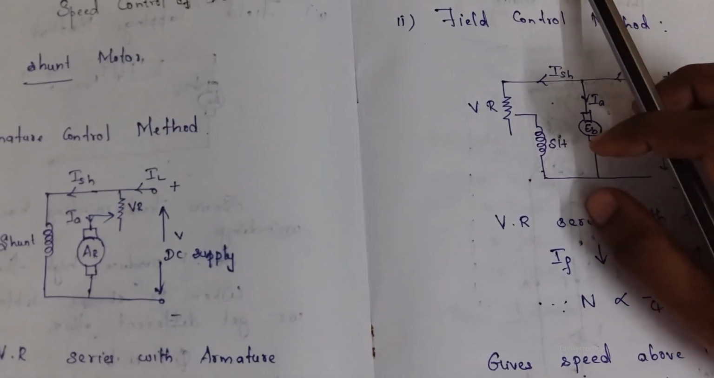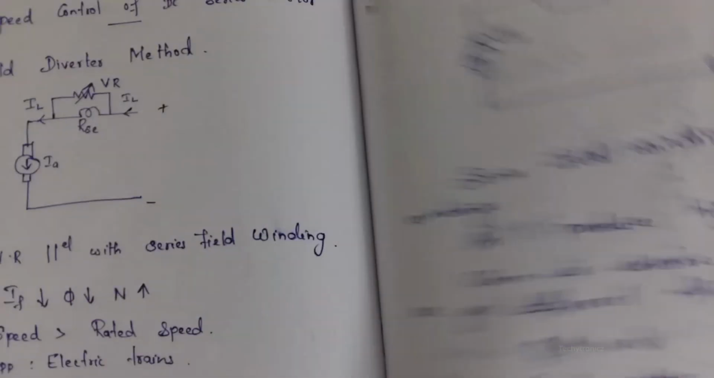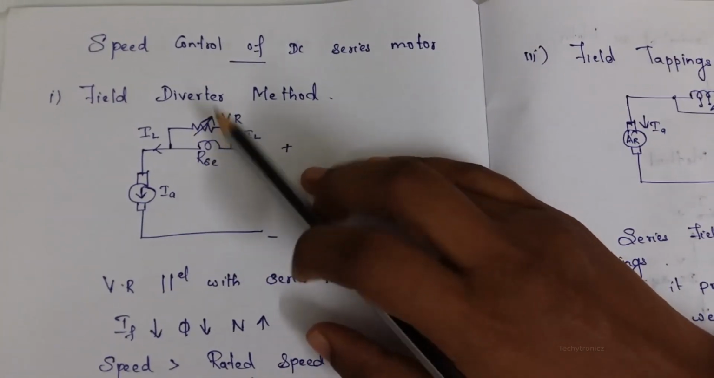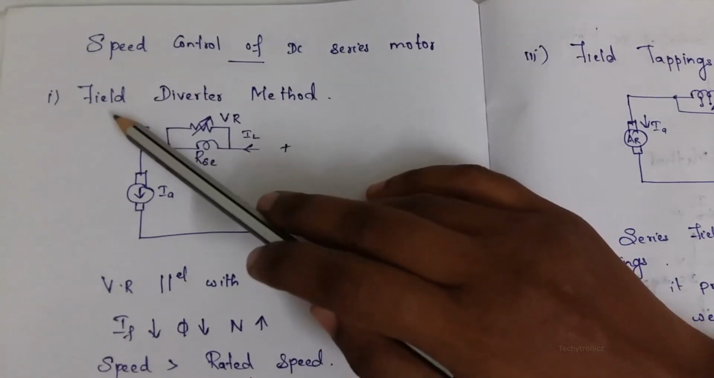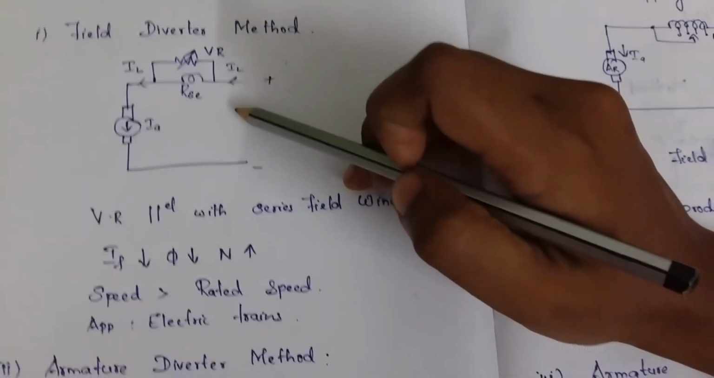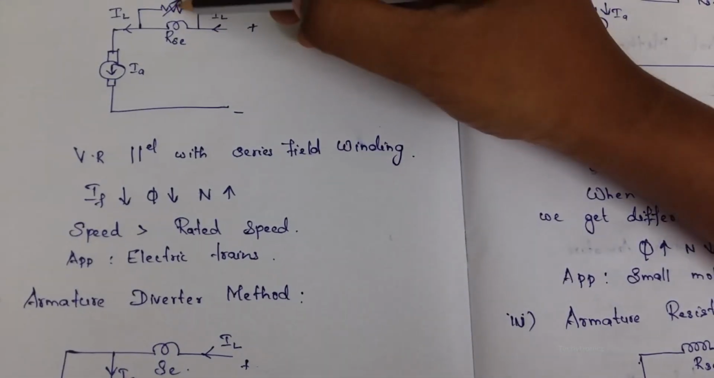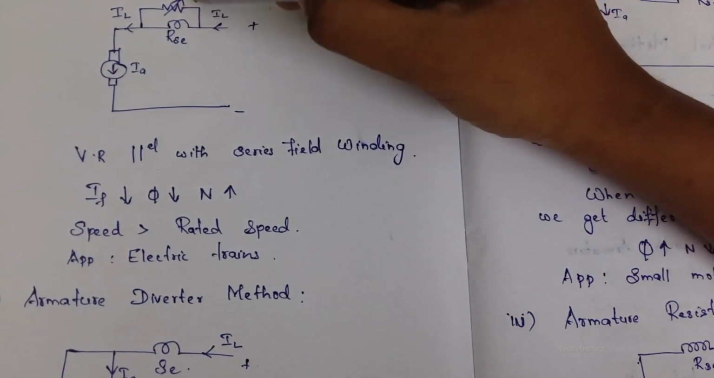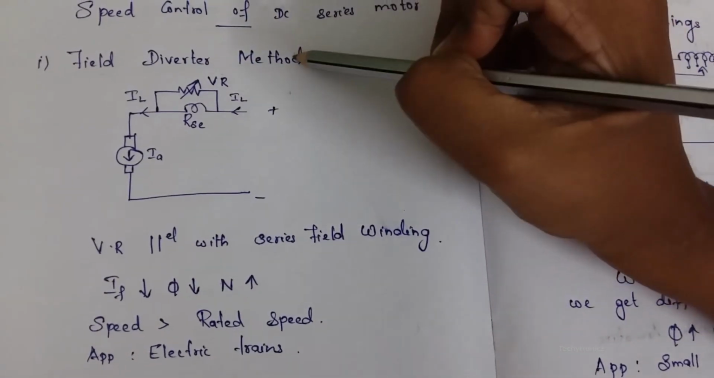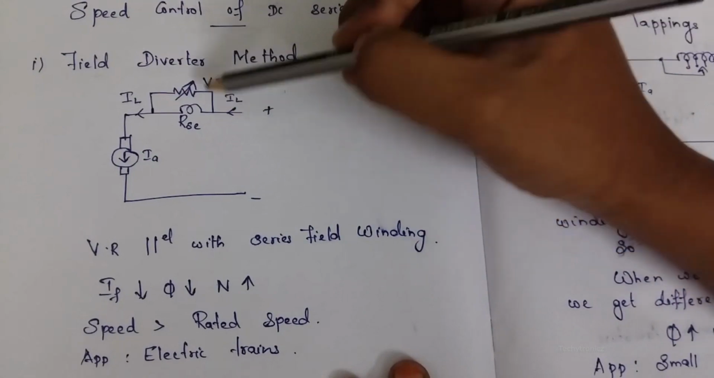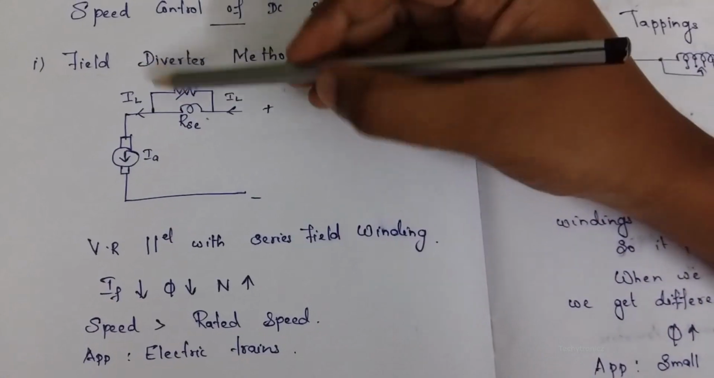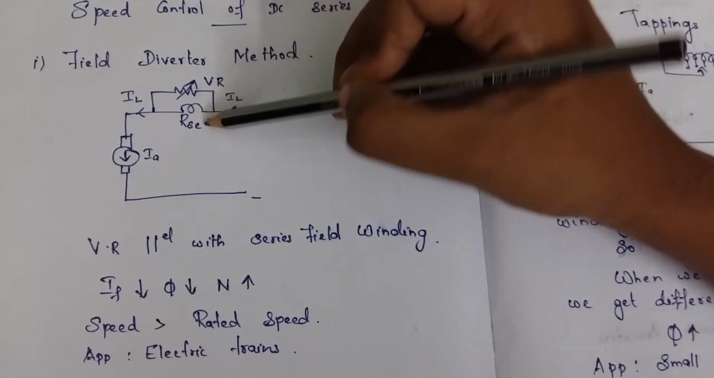Okay, next one is speed control of a DC series motor. We have 4 different methods for a DC series motor. The first speed control method is the field diverter method. Here we connect a variable rheostat, which is called a diverter. Field diverter method means the variable rheostat is connected in parallel with the field winding. This is the field winding, and this is the variable rheostat, connected in parallel with the field winding.